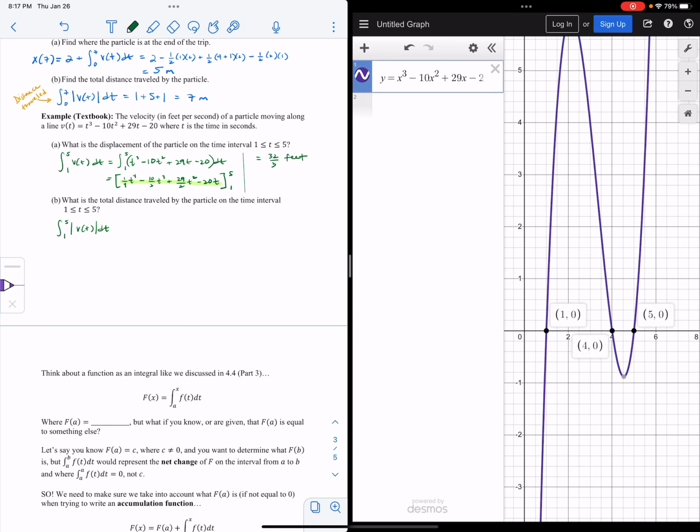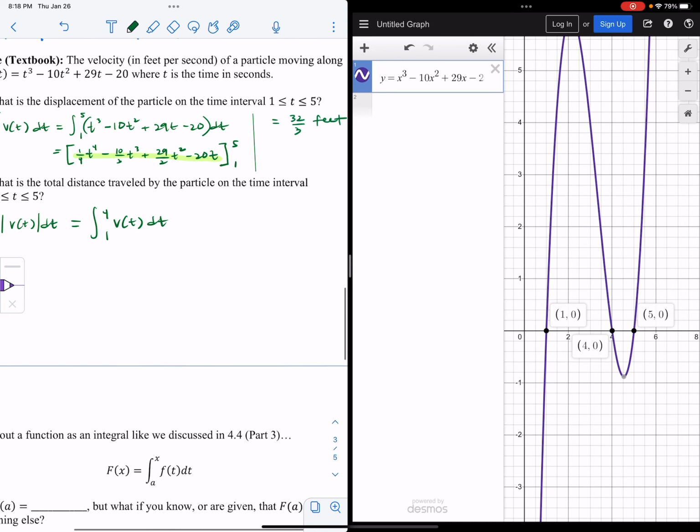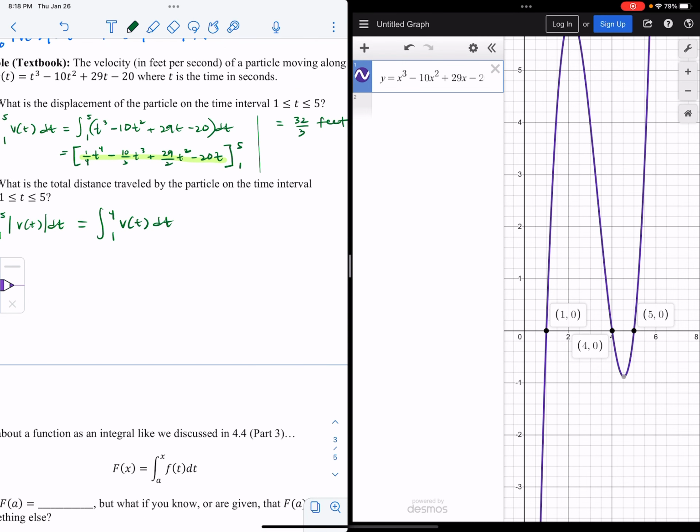So 1, 4, and 5 are the x-intercepts. And I can also, just from looking at the graph, see where our velocity function is negative and where it's positive. So it looks like from 1, okay, we're just integrating from 1 to 5. So it looks like from 1 to 4, our velocity function is already positive. So 1 to 4, it's already positive. And then it looks like from 4 to 5, it's negative. So we could take the opposite.